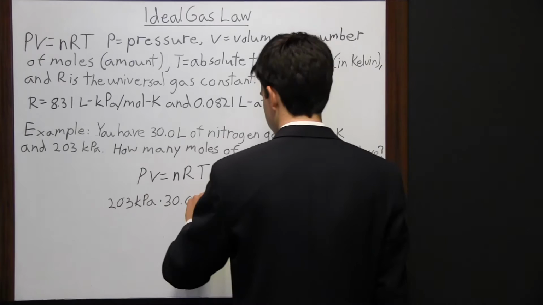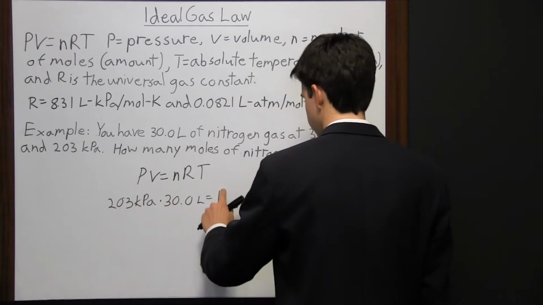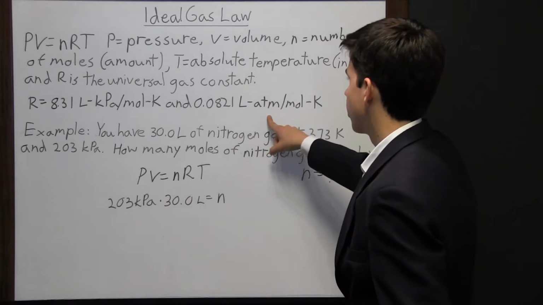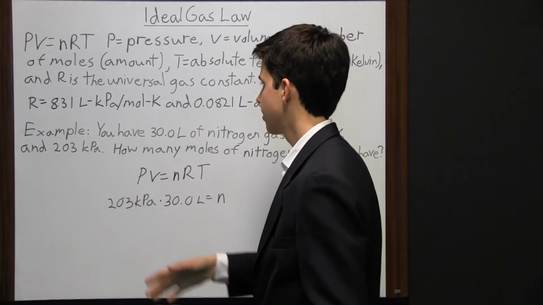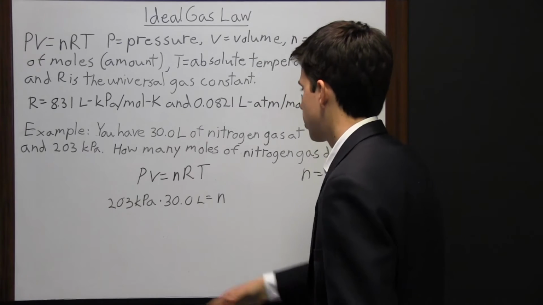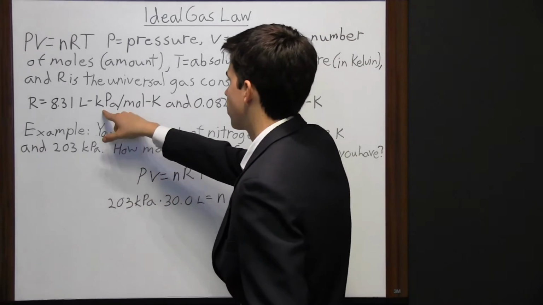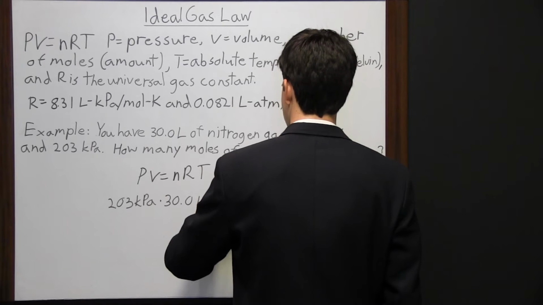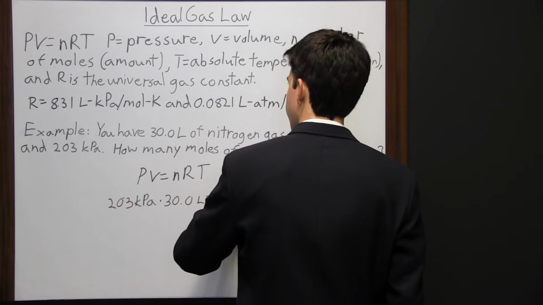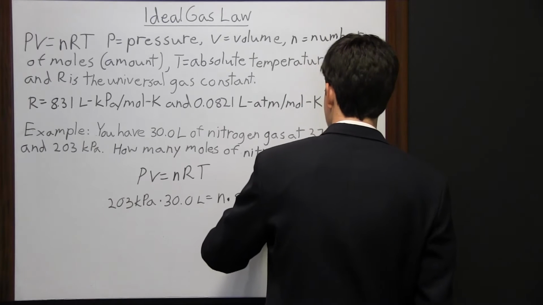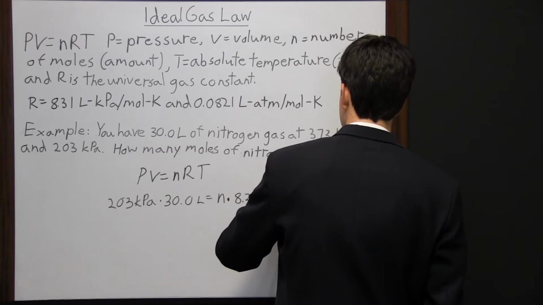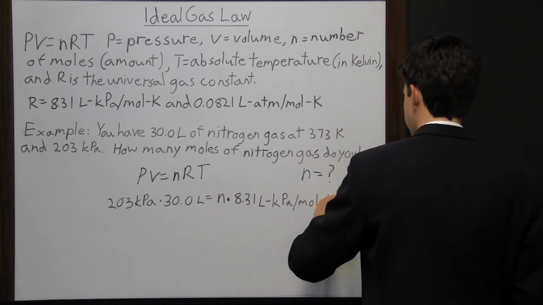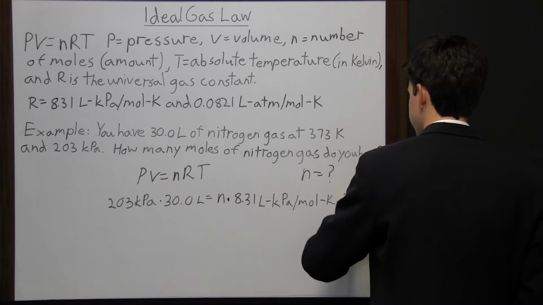Now we're looking for moles, so we don't know what that is yet, so we'll just leave n there. Then we're looking for R, all right? And so we need to know which one to use, and the only difference here is the units. And so since we see kilopascals right here, that means we must be looking for that constant right there. So we have 8.31, finally times temperature 373 Kelvin.